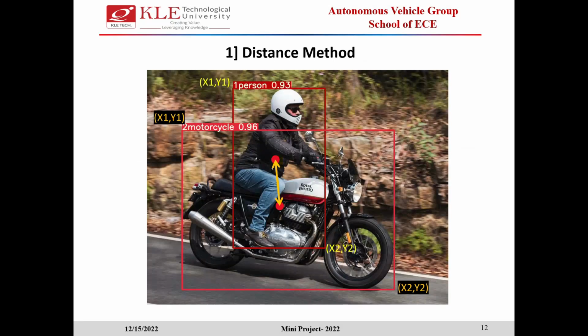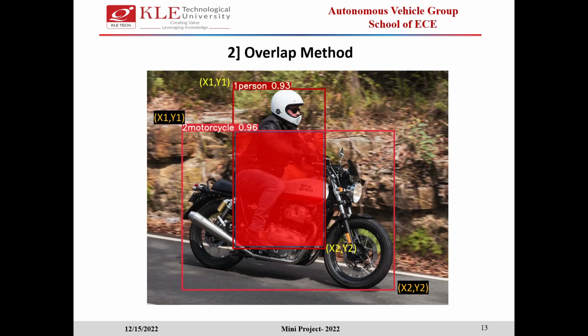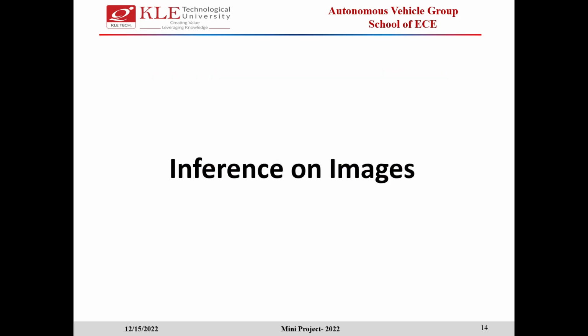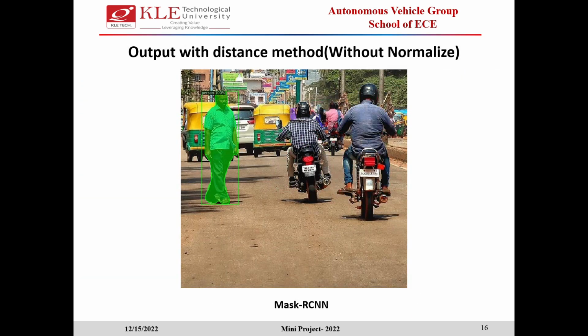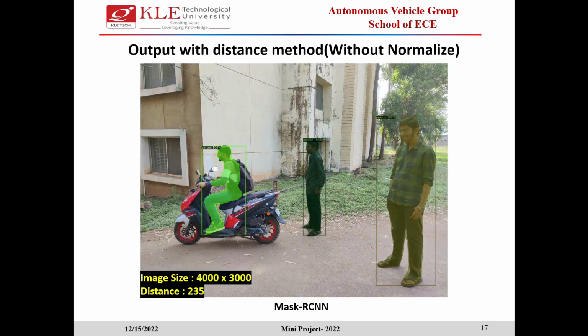Here you can see the distance method, where we calculate the distance between the centers of the two bounding boxes, and according to that we classify pedestrian and non-pedestrian. The same goes for the overlap method, where we differentiate with respect to the overlap area. So here are some inferences on images. This is the output with a pre-trained model, and the output with the distance method without normalization.